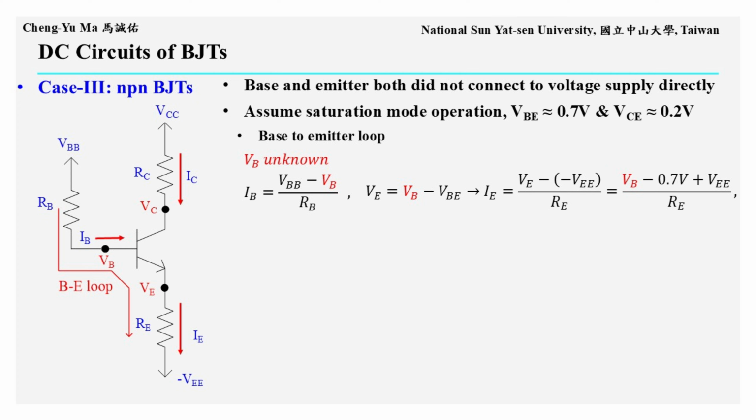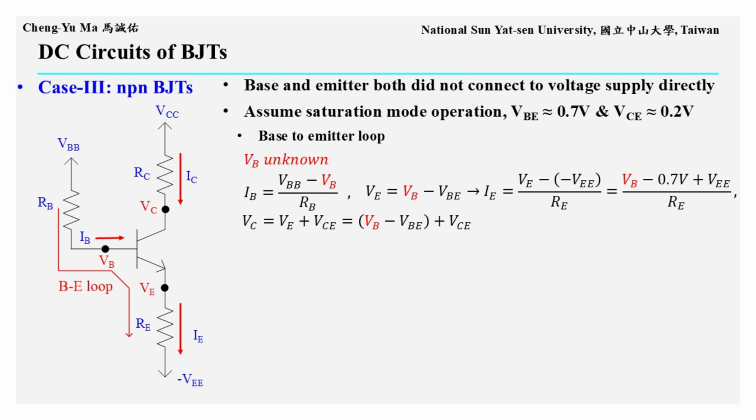Starting with VB as the unknown, the base current is IB equals VBB minus VB divided by RB. Since VB is the only unknown, this expression contains only one unknown. Next, VE equals VB minus VBE, and VBE is approximately 0.7 volts. Therefore, the emitter current IE equals VE minus negative VEE divided by RE, or VB minus 0.7 volts plus VEE divided by RE. Again, the only unknown is VB.